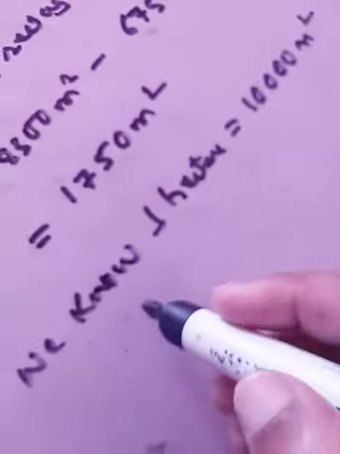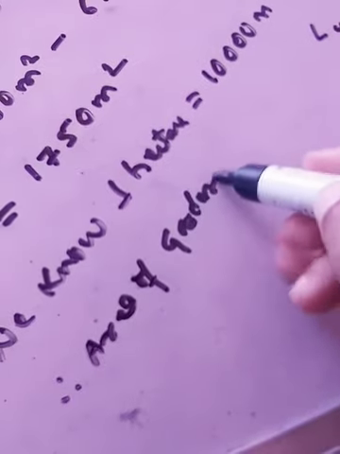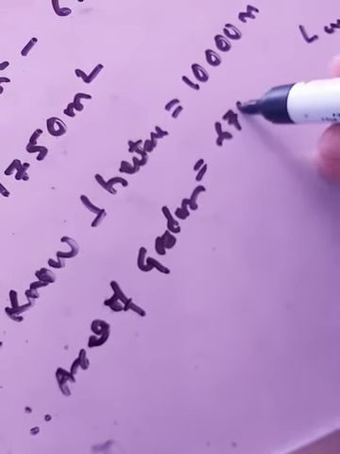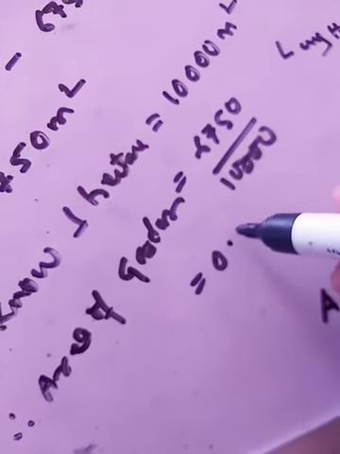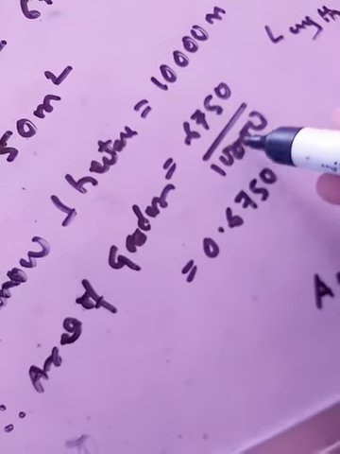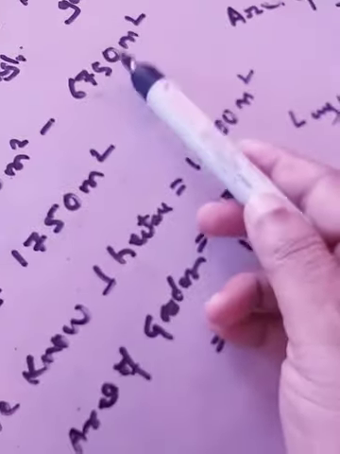So therefore, the area of the garden would be what? You have to divide 6750 by 10,000. So the answer would be 0.6750 hectare. So you have converted the meter square form to hectare form.